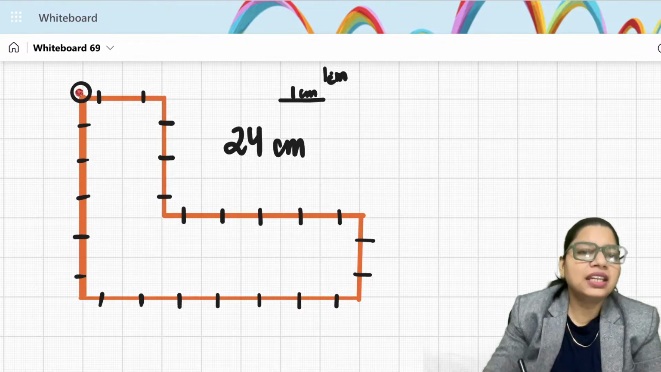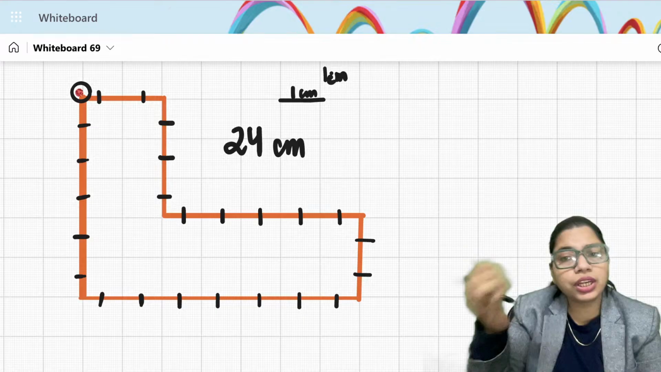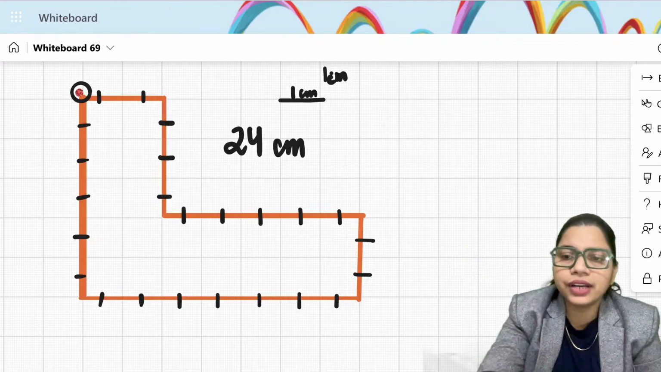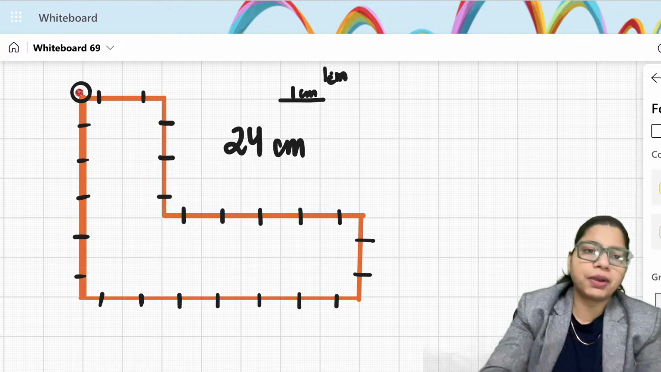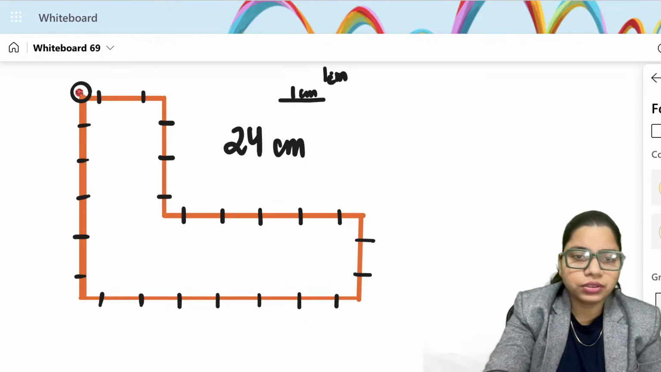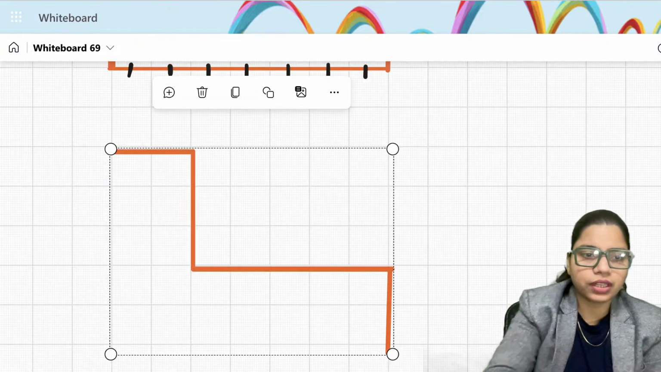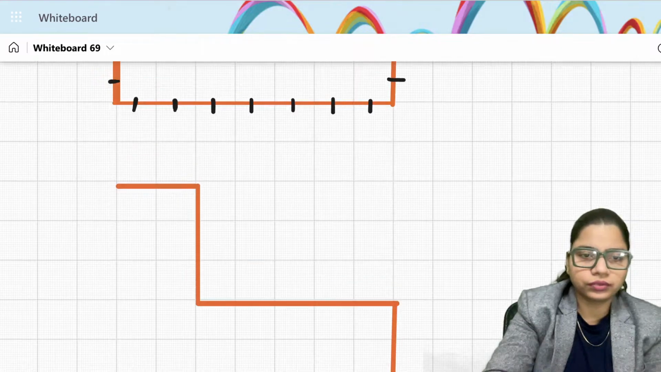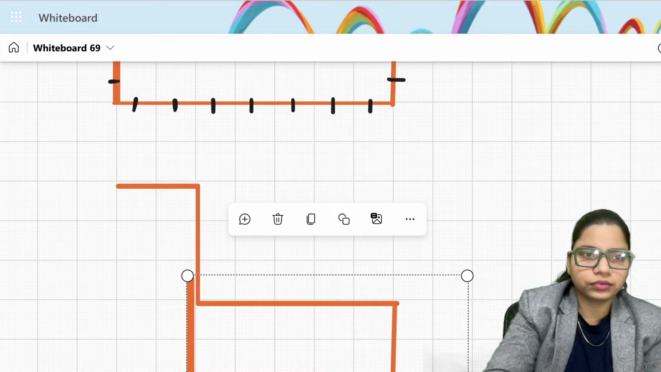That's how we find the perimeter. Many times they trick you by not giving you the grid. If it is a plain shape and no grid is given, it would be tricky for us to work it out. In that case, let me just pick it down. Okay. Let me make a shape like this.